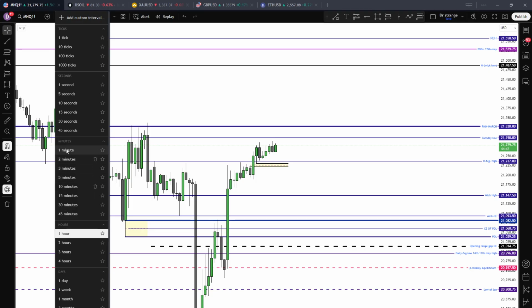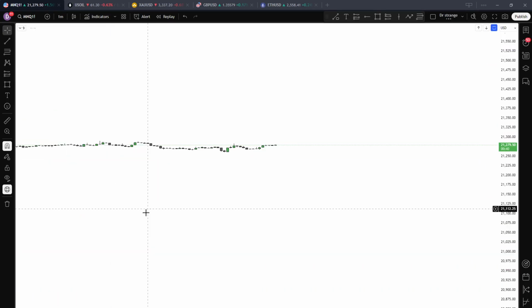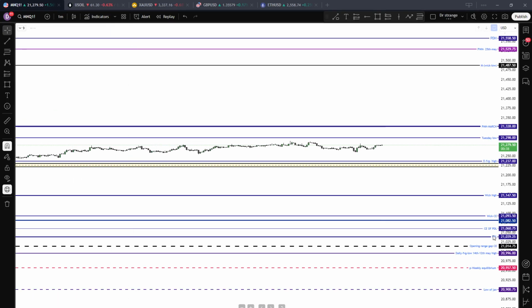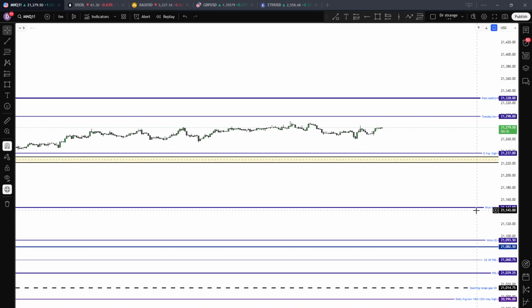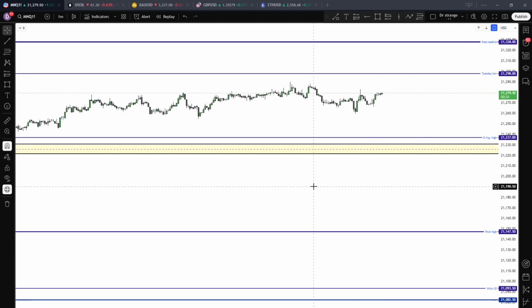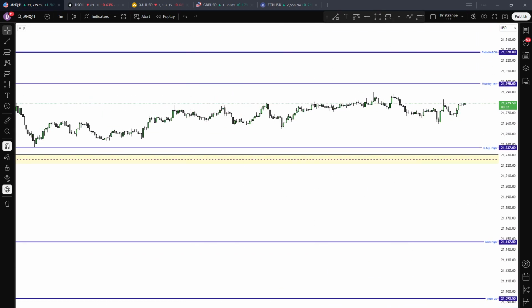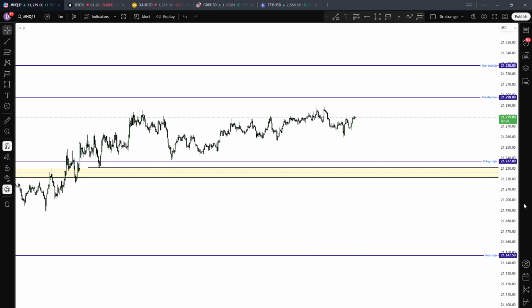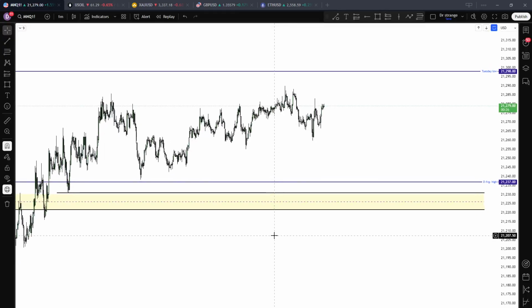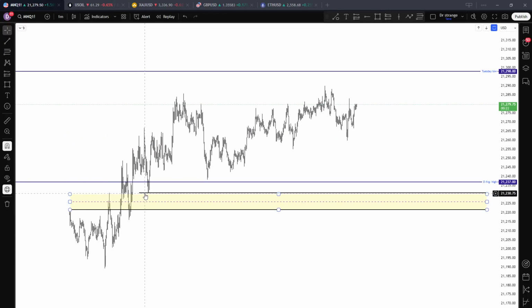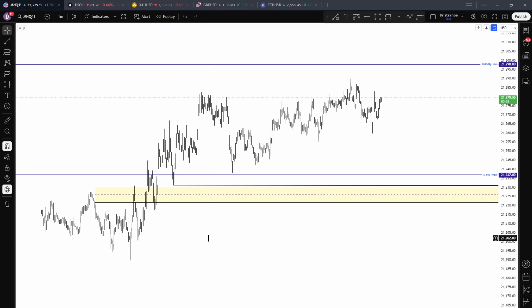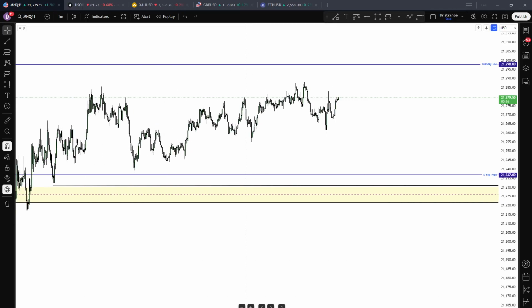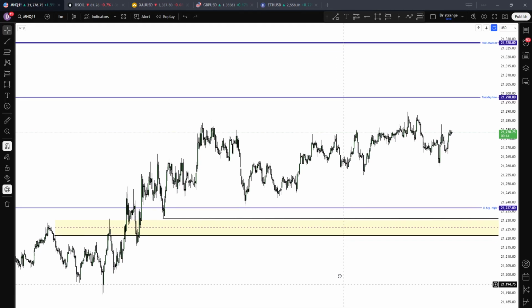Now, let's go to the 1 minute and see what has happened in the session. So, we have the daily FVG high right here. This is our 1 hour FVG. And see, we have this sell side resting here. This could be a potential turning point to go higher.